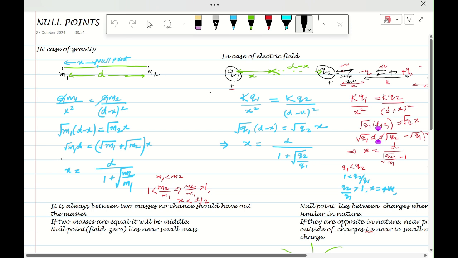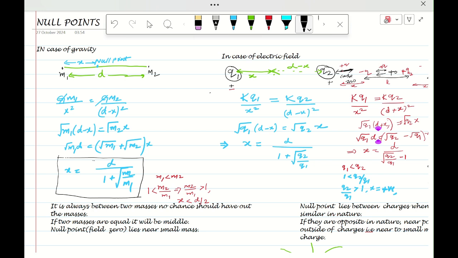See, this is the null point distance from the first mass: x equals d by 1 plus root of m2 by m1. This is from the first mass because m1 is in the denominator. Here I have taken the null point at x distance from m1. Therefore, G m1 by x square is the field here.